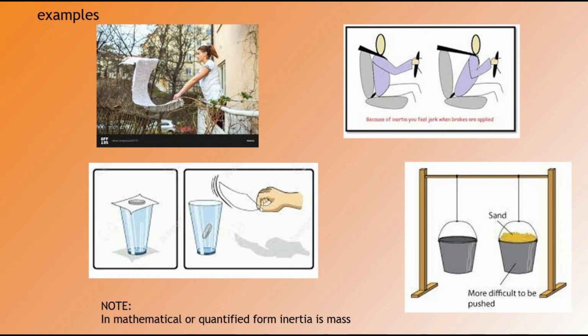And when you dust your carpet, as you see in this image, when you give it sudden jerks, the dust particles do not leave and try to stay in their rest position, which in turn leads to the dust going out of the carpet. In mathematical or quantified form, inertia is mass. That is, as you see in this last picture, it's easy to move this bucket without the sand, but tougher to move this one. That is because this has lesser mass and so lesser resistance to change in state of motion.